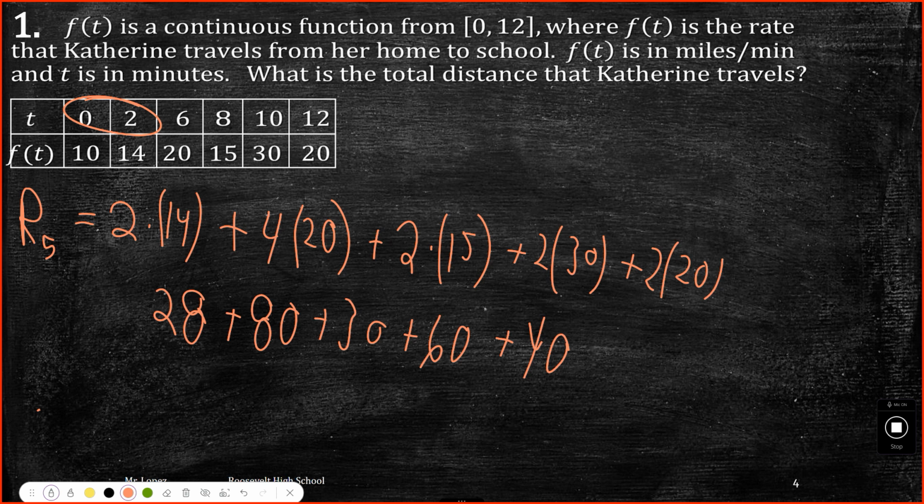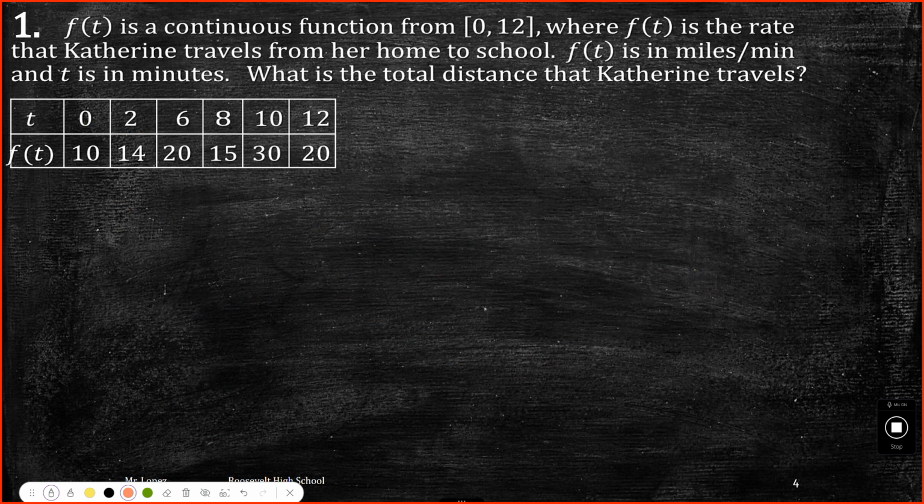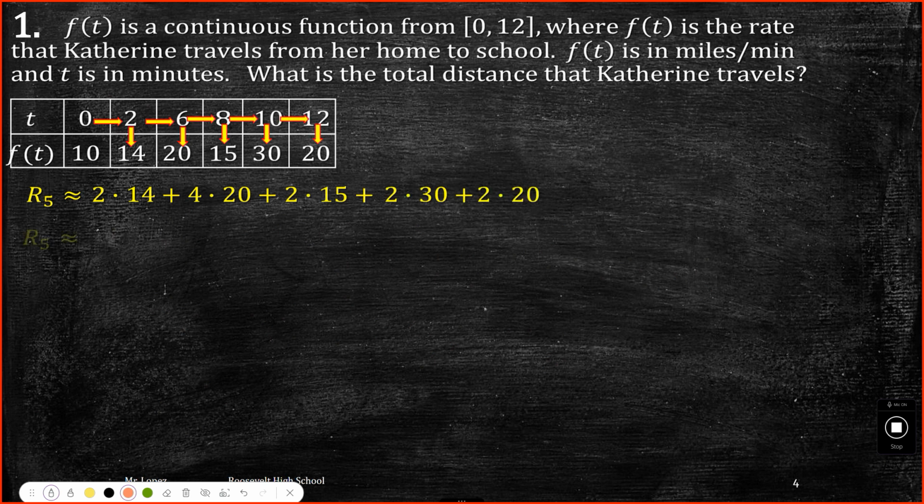Yeah. So what are the dimensions of this? If this is 238, 238 what? Miles. So this is the distance it traveled. If we did a left Riemann sum, we would definitely get a different answer. But these are approximations.